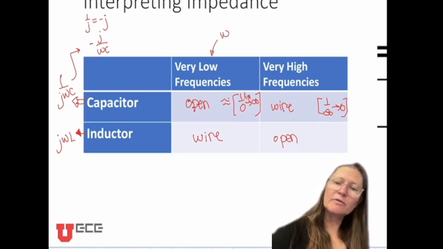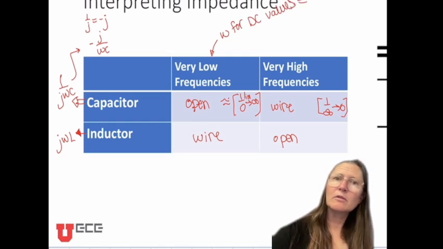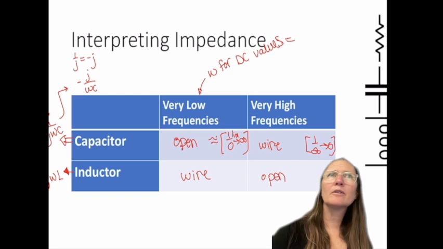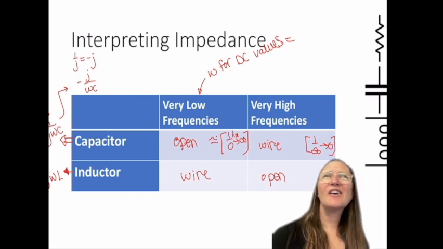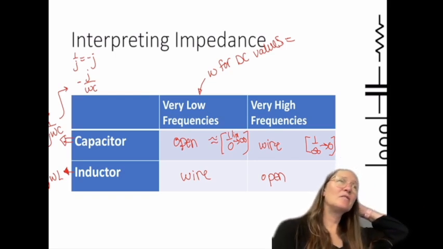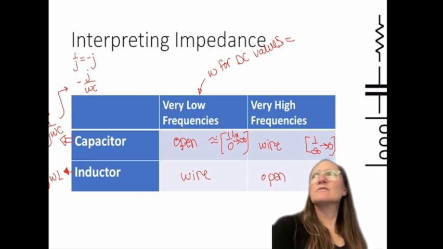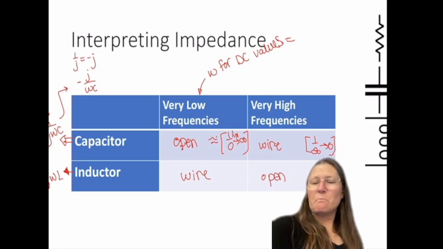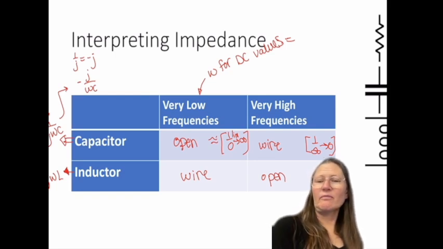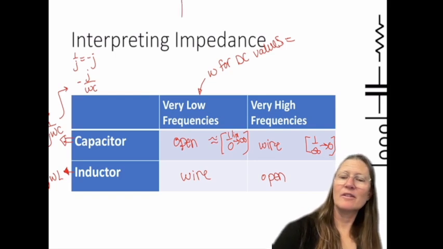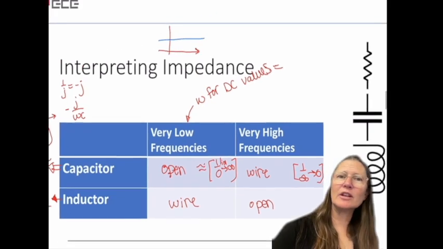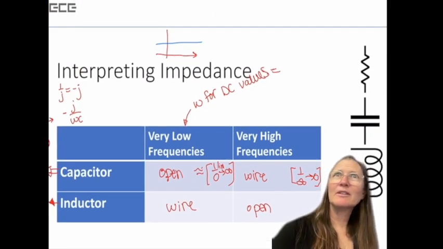What is omega for DC? For DC values, if I have a DC value, do I have any frequency to it? No, so omega will be 0, correct?